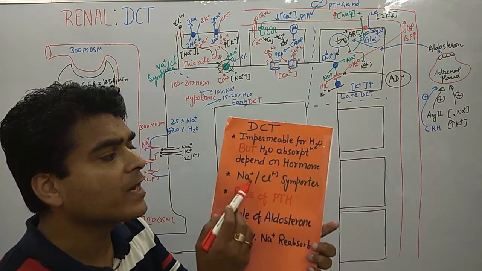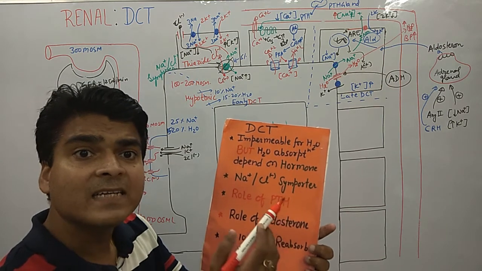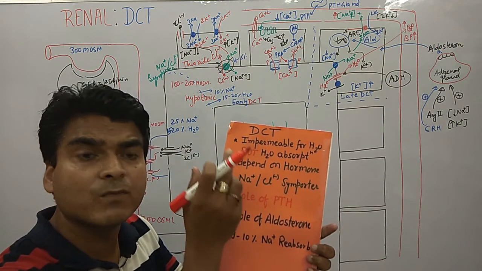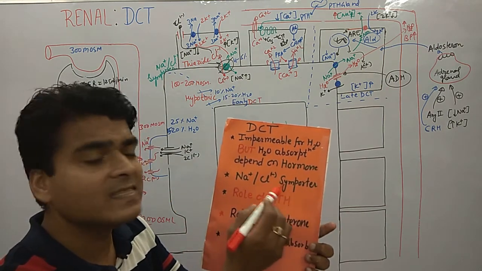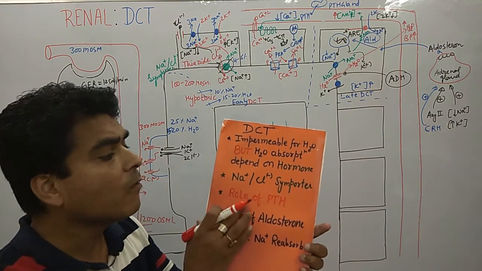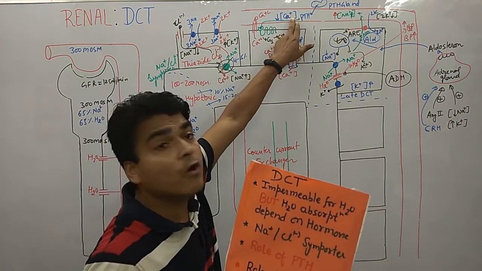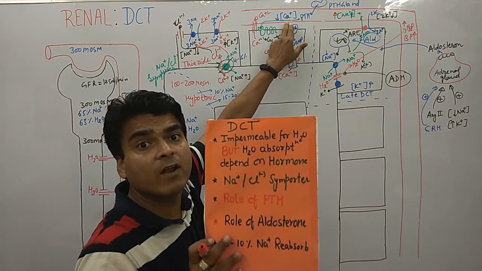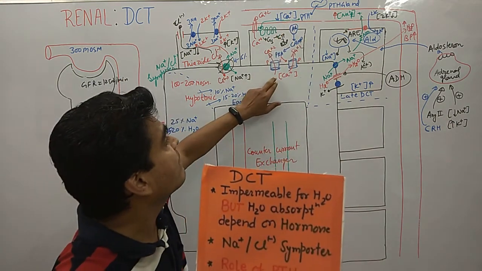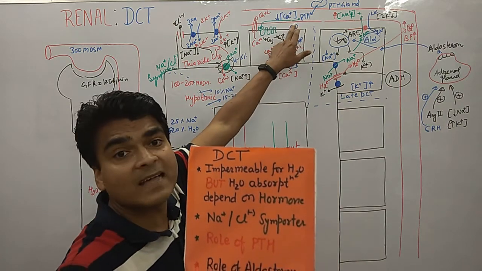We have a sodium and chloride symporter present here. Symporter means same direction movement, so both ions are moving in the same direction. Then the role of PTH, parathyroid hormone: it acts on low level of calcium, and we are absorbing calcium with the help of parathyroid hormone.